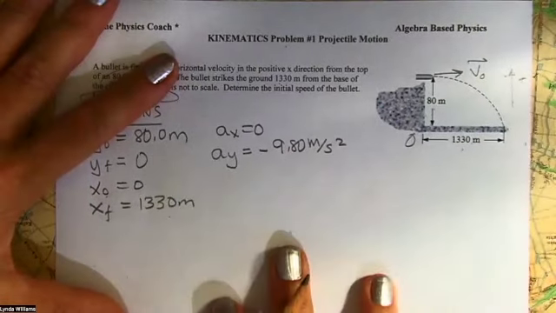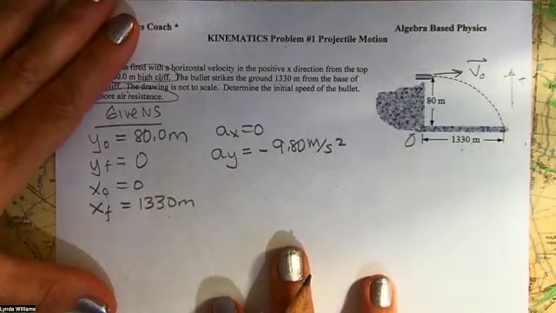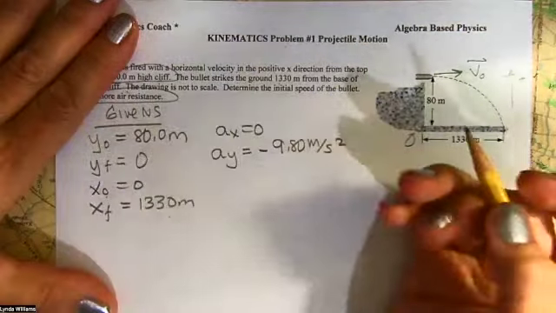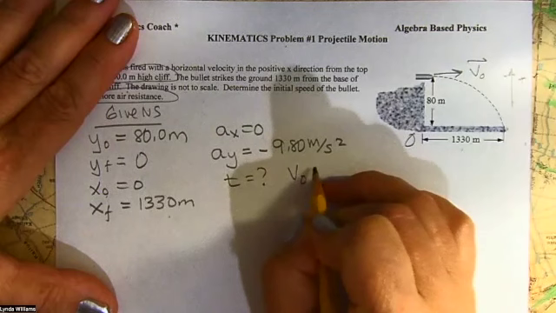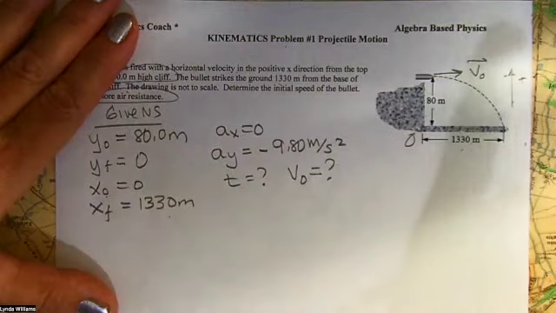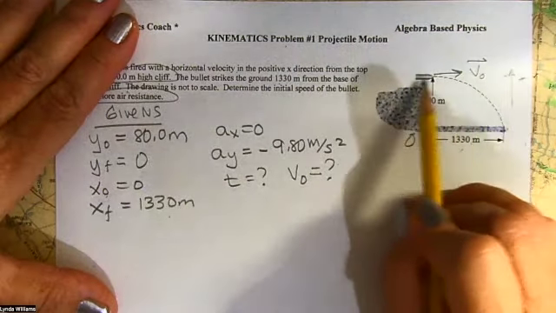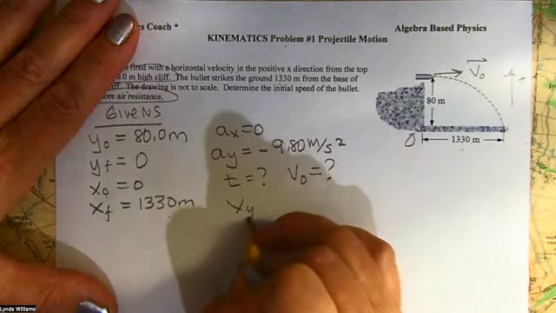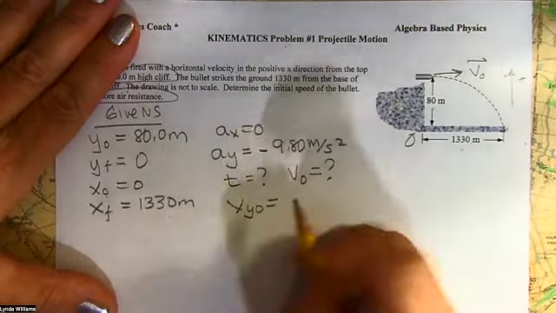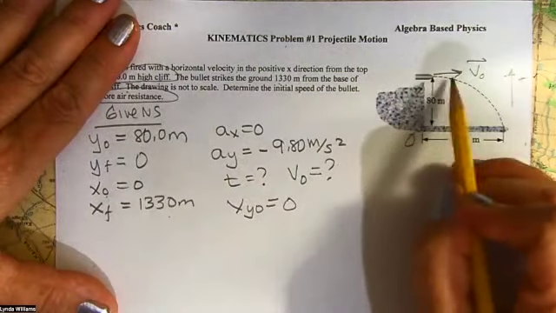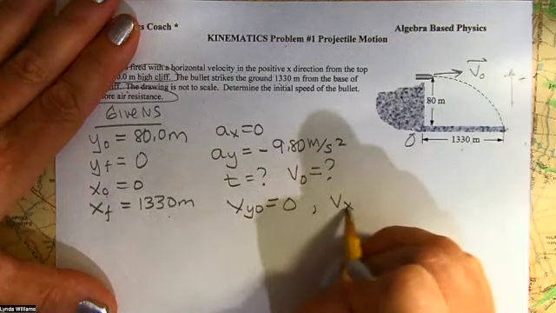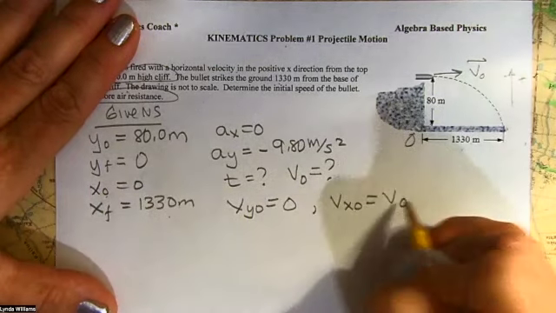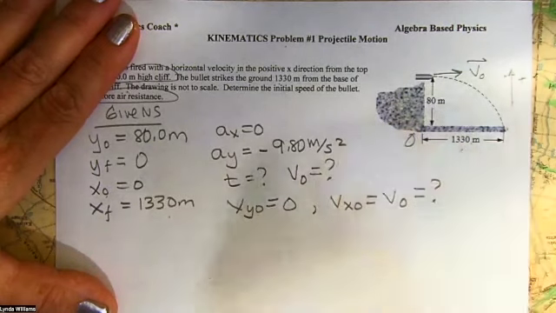What else do we know? I think that's all we know, right? We don't know the time, which we can find, and we want to find out the initial velocity. Oh, we do know one other thing. What do we know about the y component of velocity to begin with? We know that the y velocity to begin with is 0 because it's only shot in the horizontal direction. There's no vertical component. And we also know then that the x component is just the total initial velocity, and that is what we're looking for.